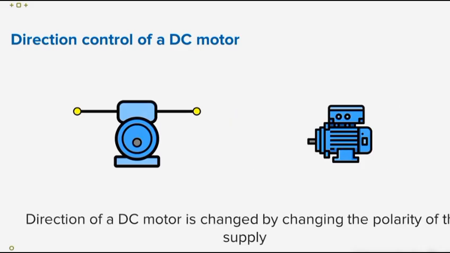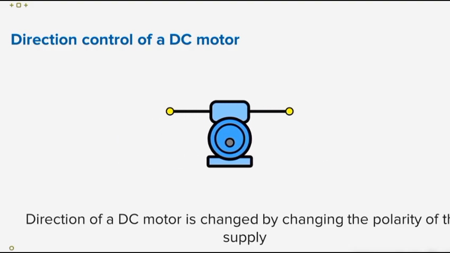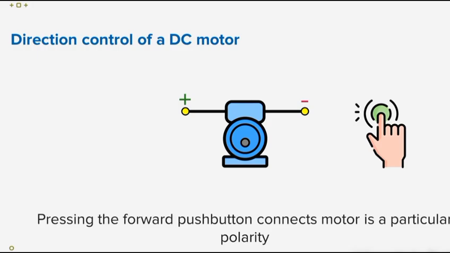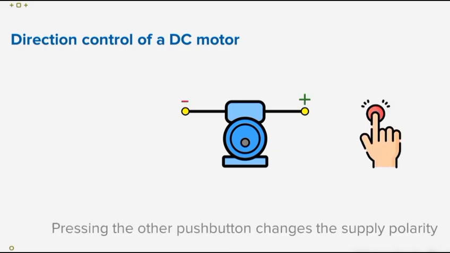For those of you who are unaware about how to control the direction, here is a small side note. The direction of a DC motor can be changed by changing the polarity of the power given to the DC motor. So, we will need to build a circuit such that when the forward push button is pressed, the two leads of the motor get a particular polarity. When the other push button is pressed, the polarities need to be changed.